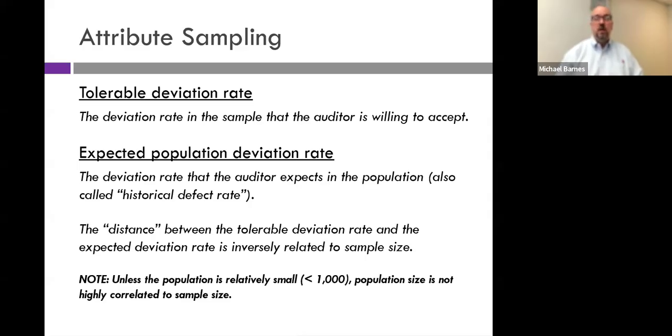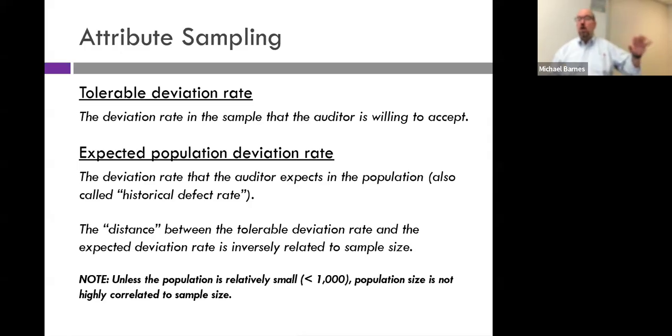And it's important to note that we can't have an expected population deviation rate that's equal to or greater than our tolerable defect rate, or tolerable deviation rate. Think about why that's the case. Let's say that I can only tolerate 5% deviation in the sample, but I expect 8% deviation. Does everybody see the critical problem with that? If I expect more deviations than what I can tolerate, then I'm basically stuck not being able to do sampling at all because I'm going to see more defects than I can tolerate.